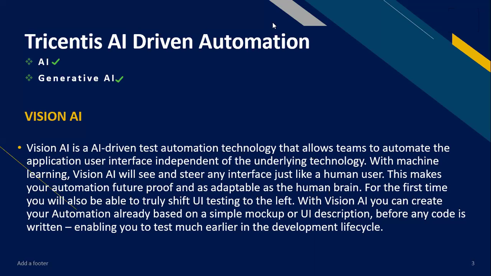What exactly are these AI features from Tosca's point of view? We call it Vision AI. In Tosca, we call it Vision AI. The naming convention is Vision AI. What exactly is Vision AI doing? I mentioned it here very clearly. Vision AI is the AI-driven test automation technology that allows teams to automate the application user interface independent of the underlying technology. If something is missed by a human, that will be included as part of Vision AI activities to perform testing on the application level.